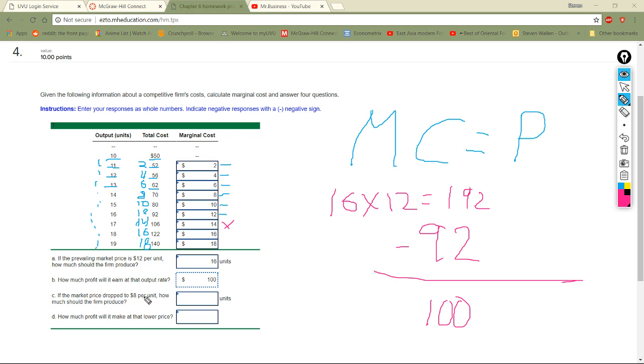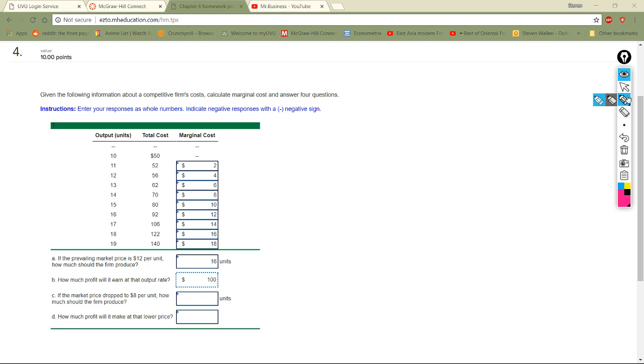The market price dropped to $8 per unit. How much should the firm produce? All right, let's clear off all this. 1, 2, 3, clear. Okay, $8. If it costs you $2 and you can sell it for $8, will you produce it? Yes. If it costs you $4 for the next one and you can sell it for $8, will you produce it? Yes. If it costs you $6 and you can get $8 for it, will you produce the next unit? Yes. If it costs $8 and you get $8, will you produce it? Yeah, you'll produce it because you're maximizing. You want to keep people employed, market share.